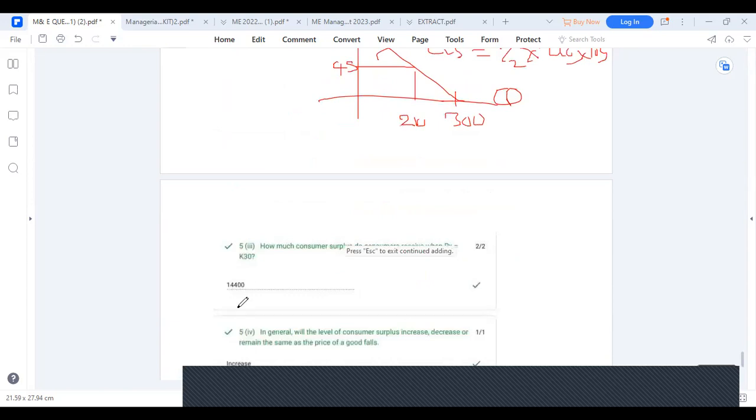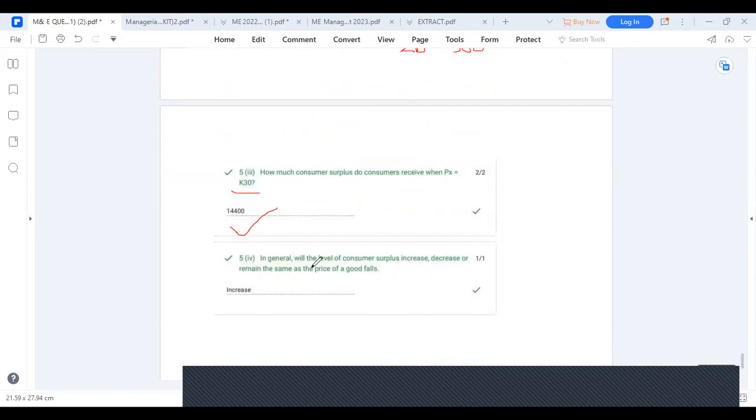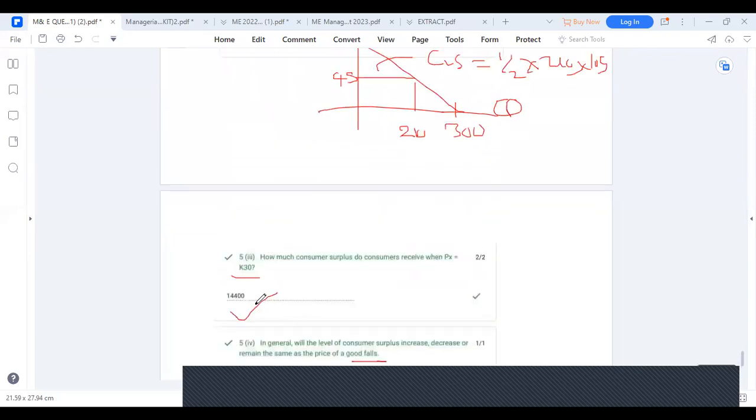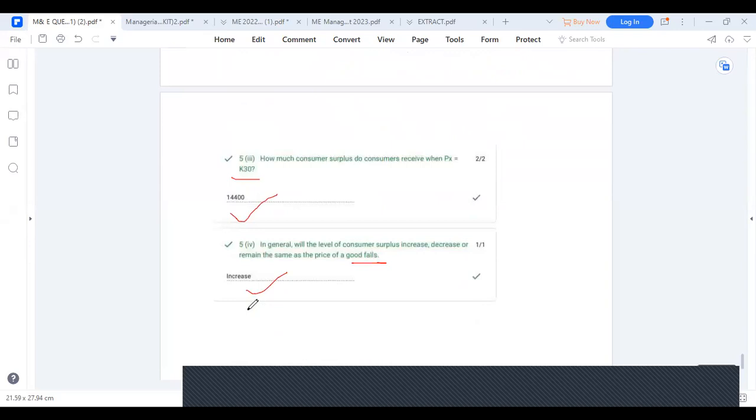At 30, you get 144.00. In general, will the consumer surplus increase, decrease, or remain the same as the price of a good falls? It will increase. So this is how the paper was supposed to be done in totality. We have concluded the multiple choice questions. So are we together?